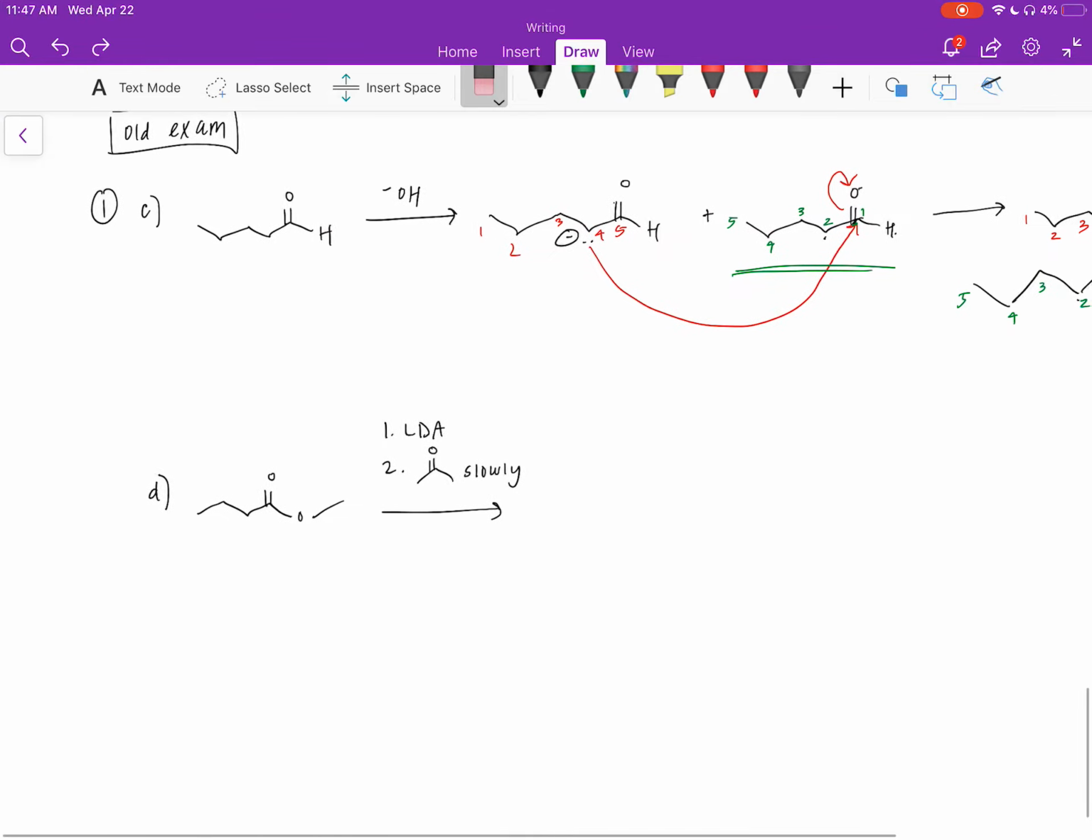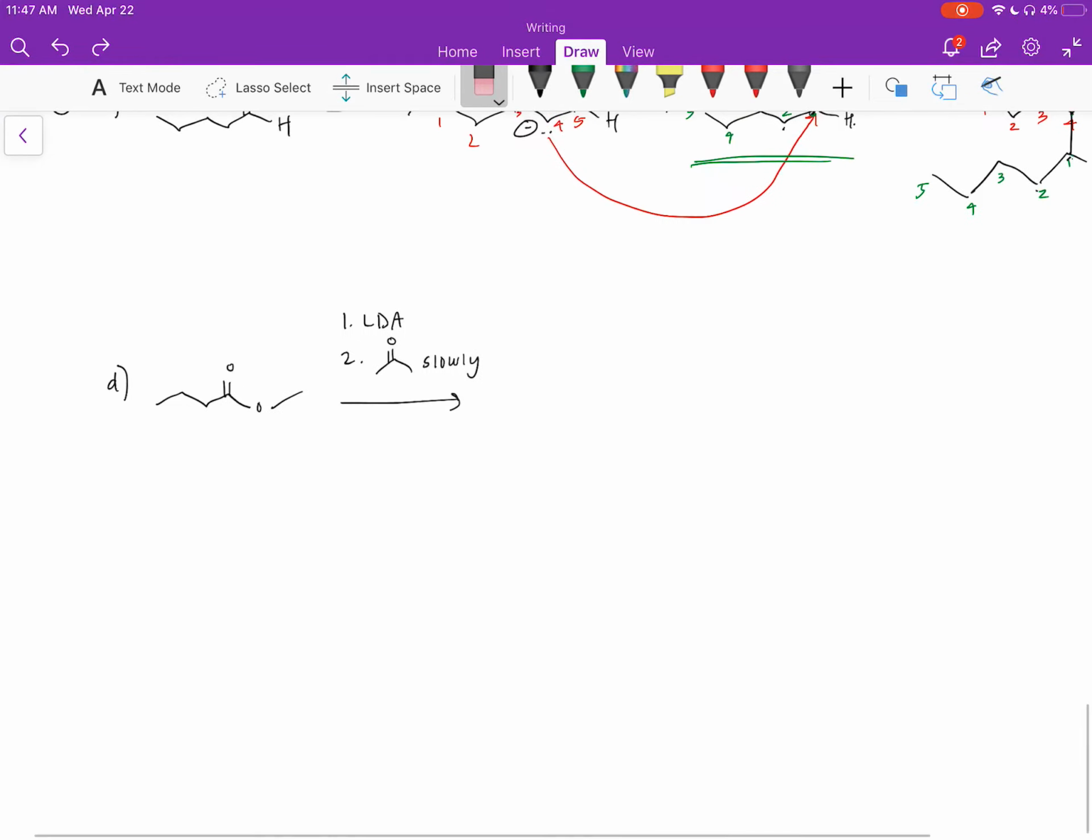Yeah, all right, let's go on to D. We're doing a similar type of reaction here. First, LDA is going to deprotonate the alpha carbon. We only have one alpha carbon in this ester. That's going to deprotonate that carbon, making it a nucleophile. Second step is adding in this ketone.